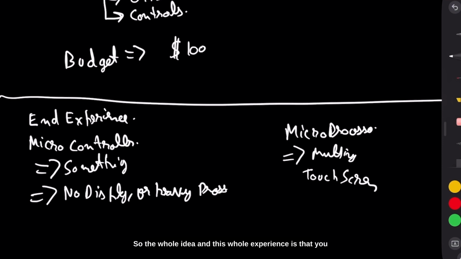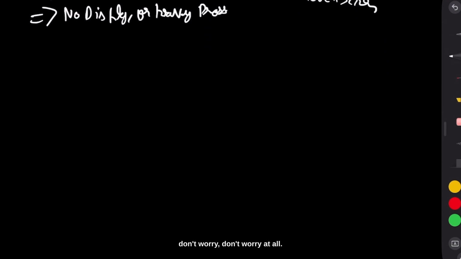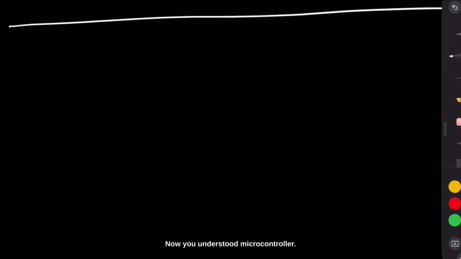So the whole idea of this experience is that you need to know what exactly you want the user to feel. If you want the user to feel very immersed in the experience, very much dive into the experience, then you definitely need microprocessors. But if that's not the case, then don't worry at all. Okay, let's move ahead. Now you understood microcontroller and microprocessor, and I'm glad that it's much more clear now.